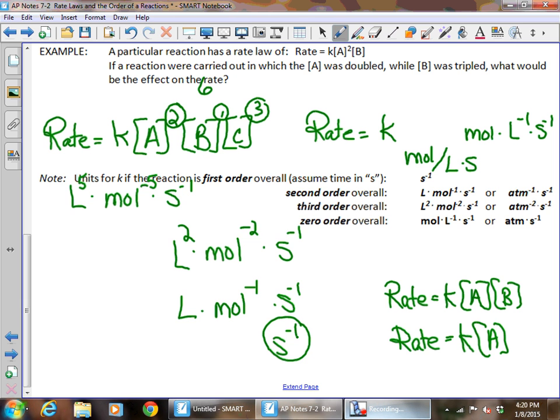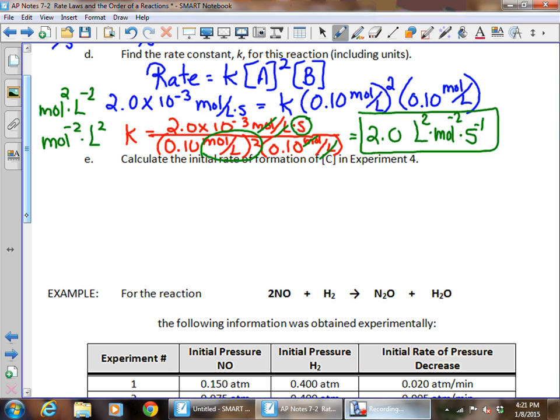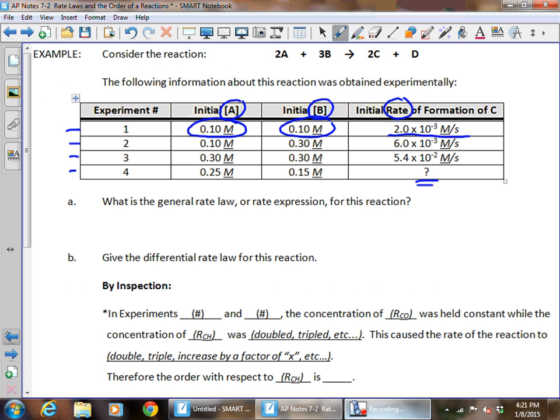Okay, so now going back to this problem, the last thing it asks us to do is to calculate the initial rate of formation of C in experiment 4. So back in experiment 4, we see that we do not know the rate. And guys, this is the beauty of this rate law. Now, without ever stepping foot in the lab, now that I know what the rate law is, and I know what K is, I can find the rate of the reaction for any given concentration of our reactants without ever stepping foot in the lab.